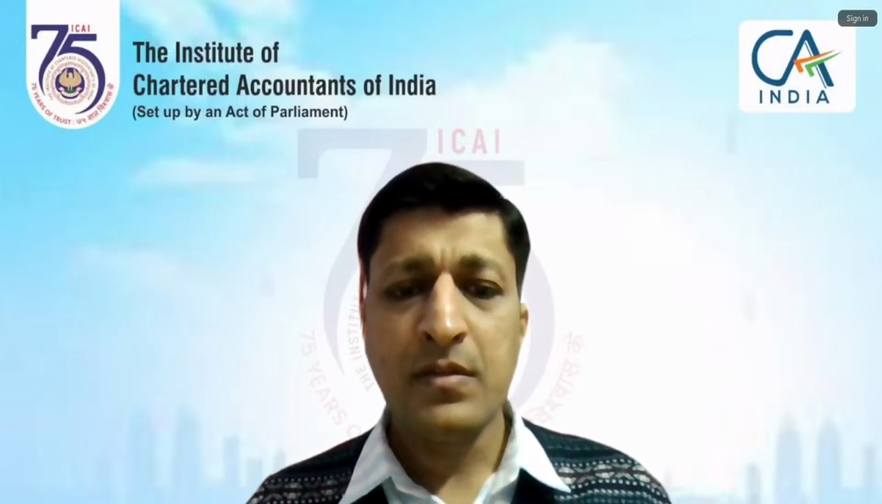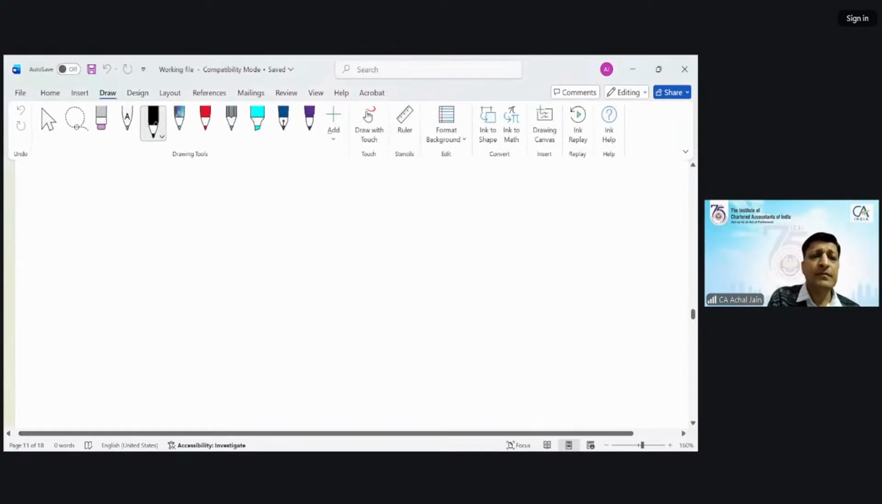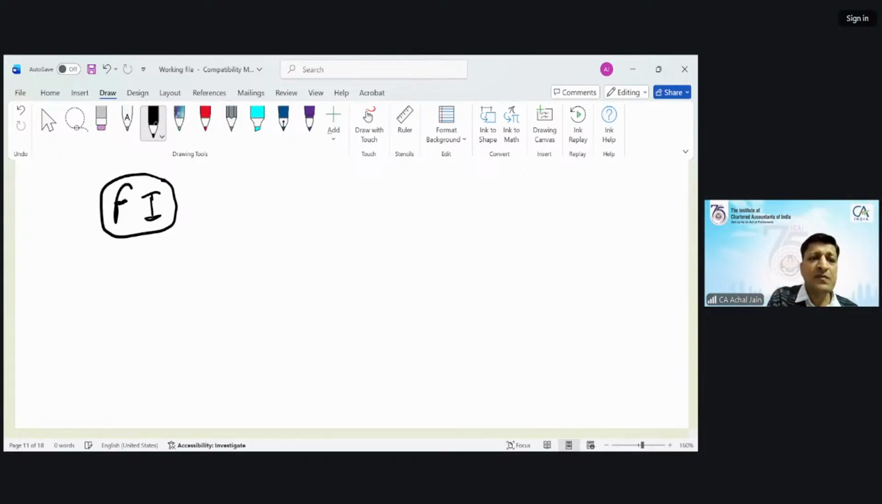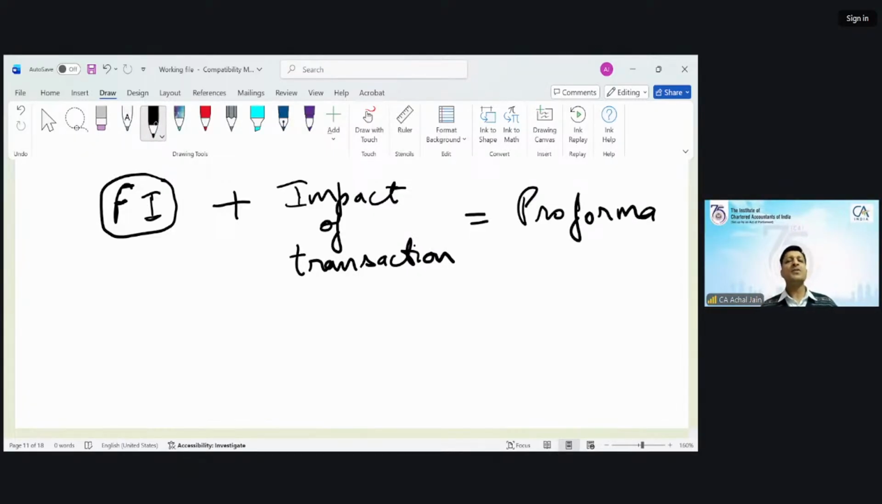let's suppose, I'll just share this document. Now over here, we have the numbers to begin with. Let's suppose currently there is some financial information. Yes or no? Because this financial information has to be in place. So this will become the basis to begin with. Now, in this financial information, you will bring in the impact of transaction. This impact of transaction is what you call adjustment also. So this impact of transaction will give you the outcome in the form of pro forma.